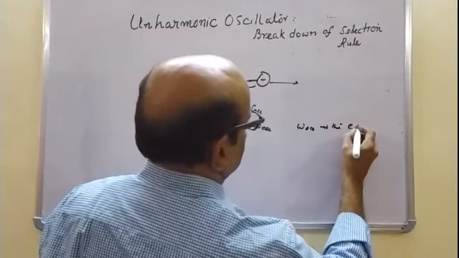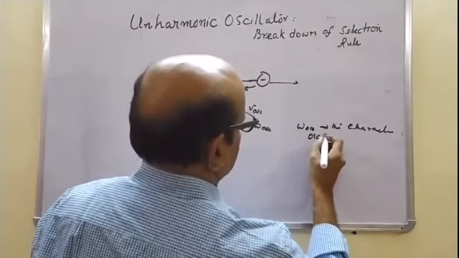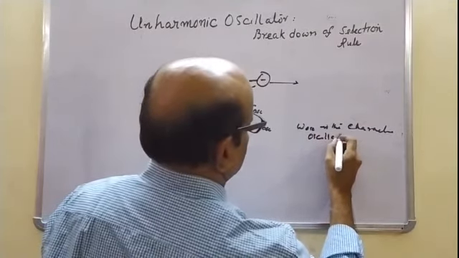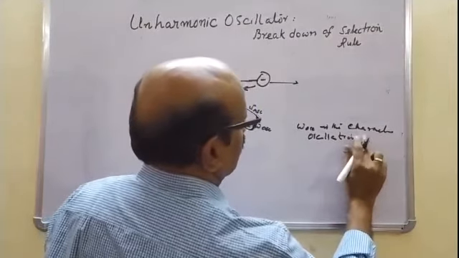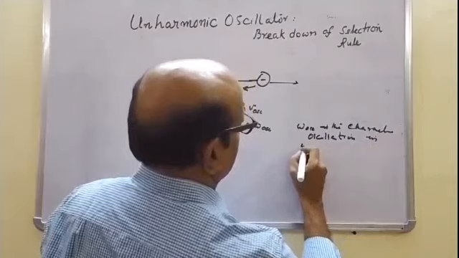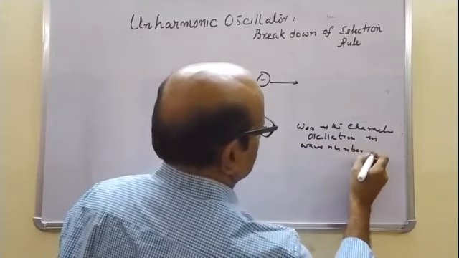Omega oscillation is the characteristic oscillation, or the vibrational oscillation in wave number, c bar, centimeter inverse.